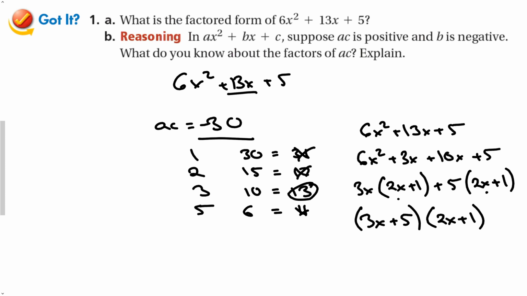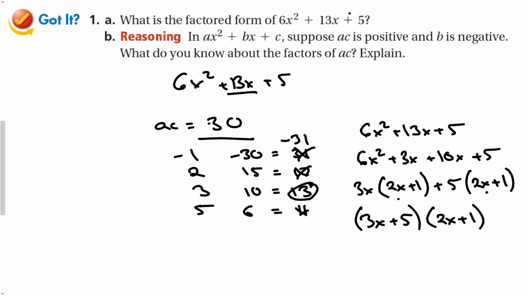For part B here, in ax squared plus bx plus c, suppose ac is negative. And what do you know about the factors? Oh, sorry. Suppose ac is positive and b is negative. Well, if ac is positive and b is negative, that means both of these terms have to be negative. Negative 1 times negative 30 is going to be a positive 30. And when I add them together, I would get a negative 31.